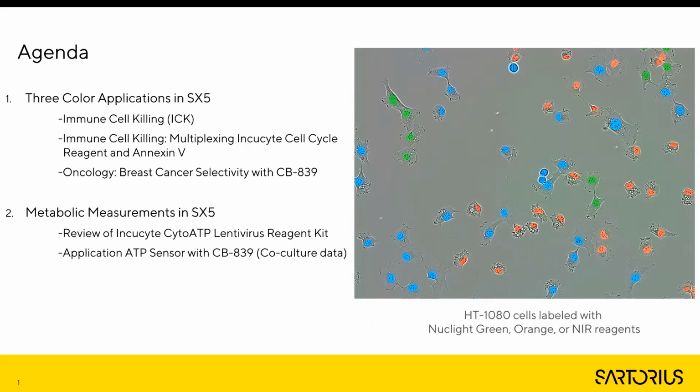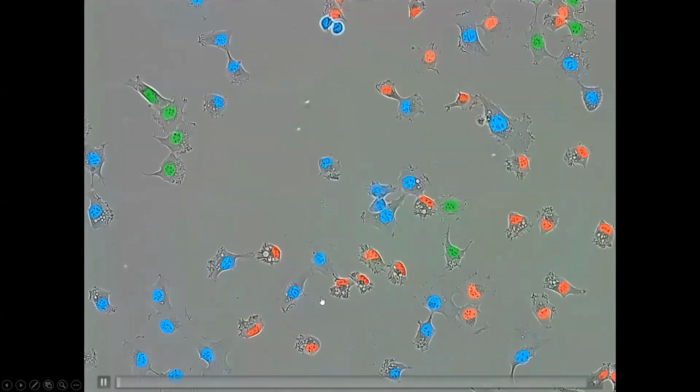But before I get started in too much detail with the immune cell killing application, I'd be remiss if I didn't talk about this image that we're seeing here on the right-hand side of the screen. Here we see HT1080 cells that are labeled with our Incucyte reagents in green, orange, and near IR. The green cells obviously appearing green here, the orange cells with a little bit of a red flavor, and the near IR reagents in blue, utilizing the RGB approach to really visualizing cells and able to differentiate them. And with that, I'm going to start this movie so you can see how these cells look over the course of time.